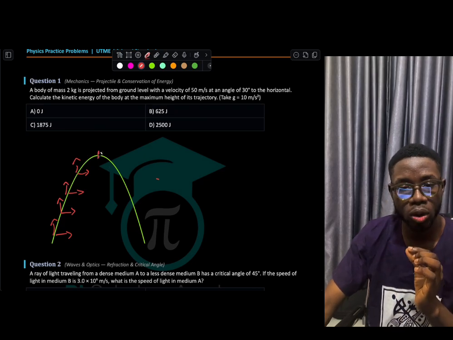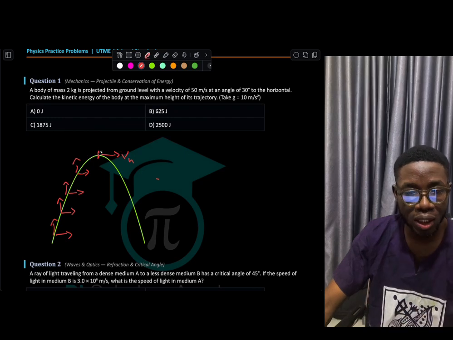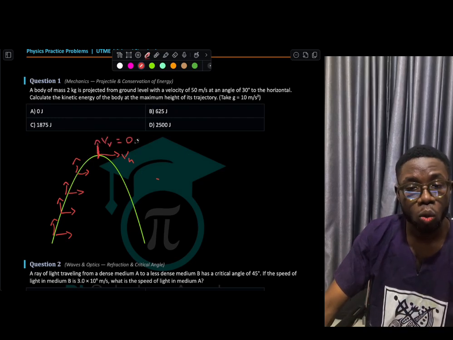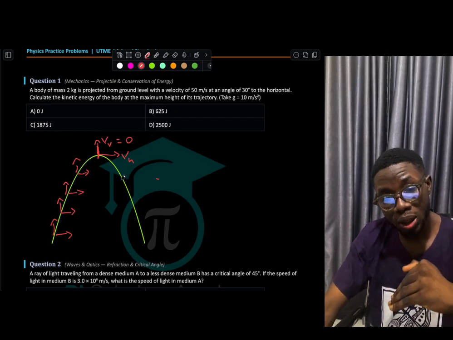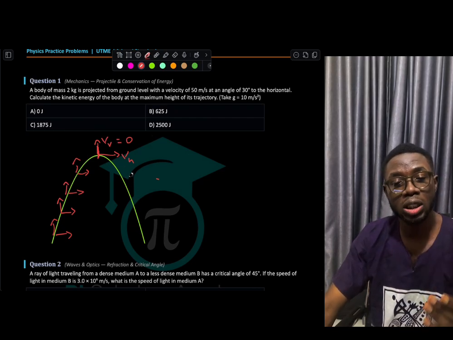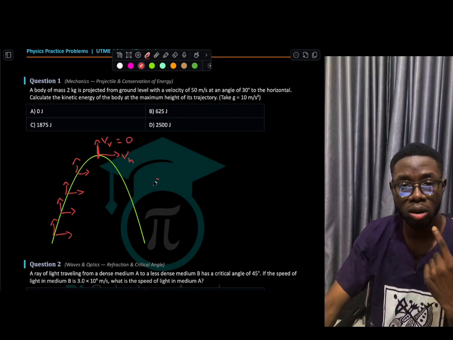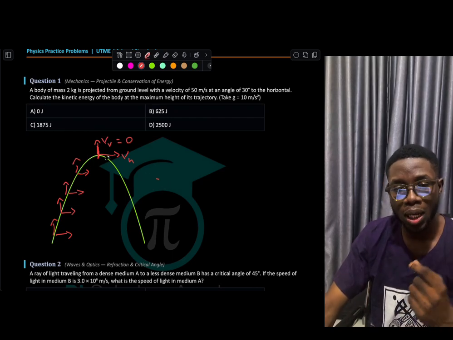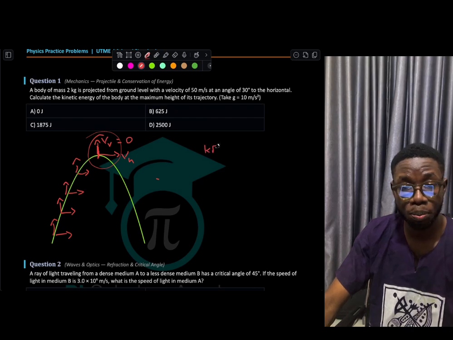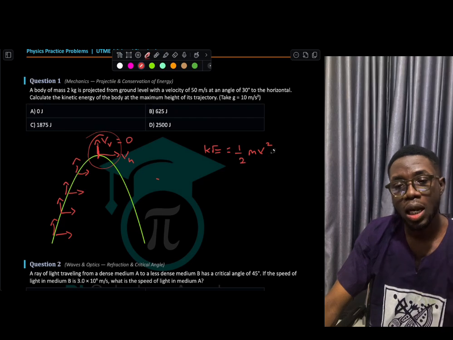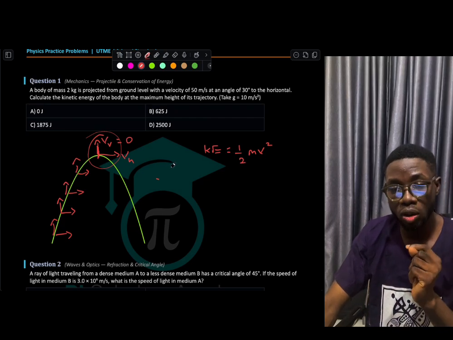Don't forget, the horizontal component of the velocity still remains the same, but the vertical component of the velocity will become zero when it reaches maximum height. By the way, when it is coming down again, the vertical component of the velocity will now be increasing. The horizontal still remains constant. So at this point, to get the kinetic energy is simply half mv squared, and v here is the magnitude of the velocity.